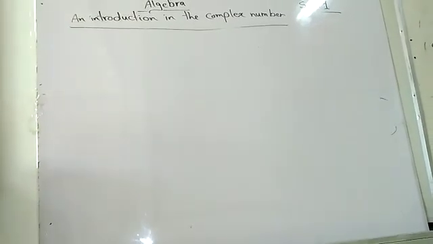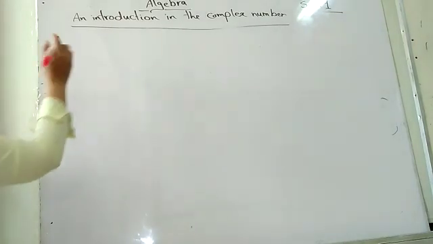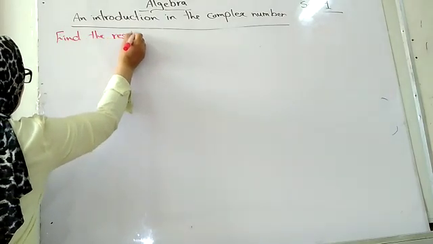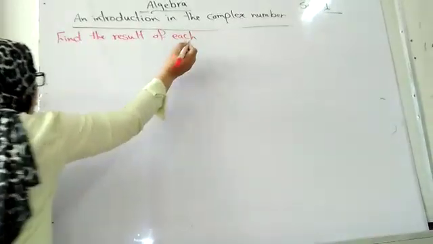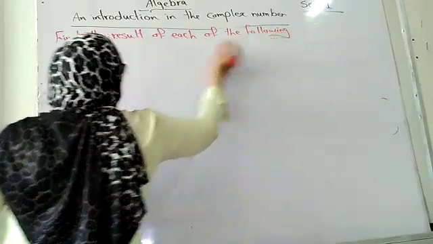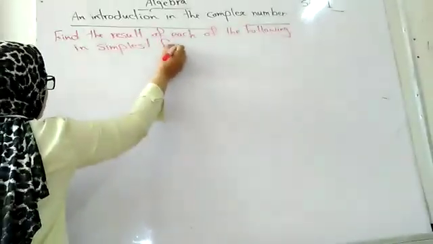Now let's take an exercise about the operations on complex numbers: adding, subtracting, multiplying complex numbers. Find the result of each of the following in simplest form. The first example, (3 plus 2i) plus (2 minus 5i).